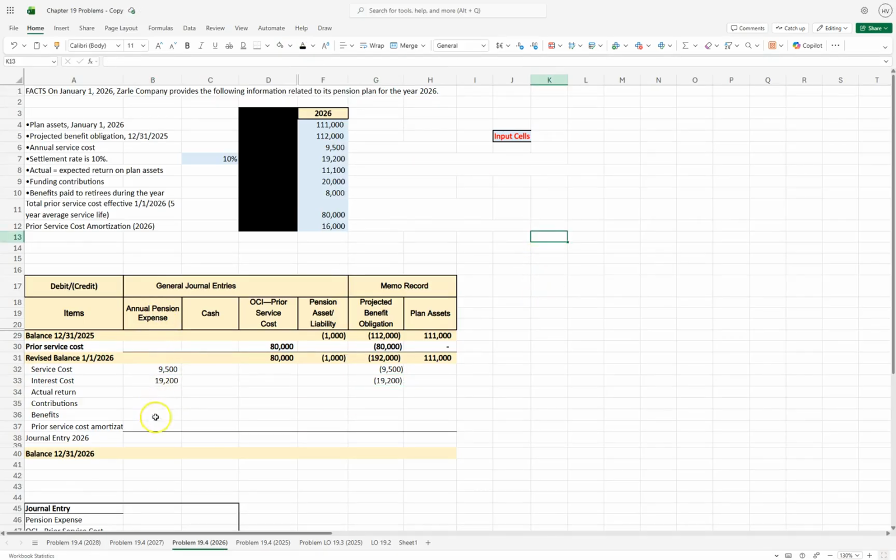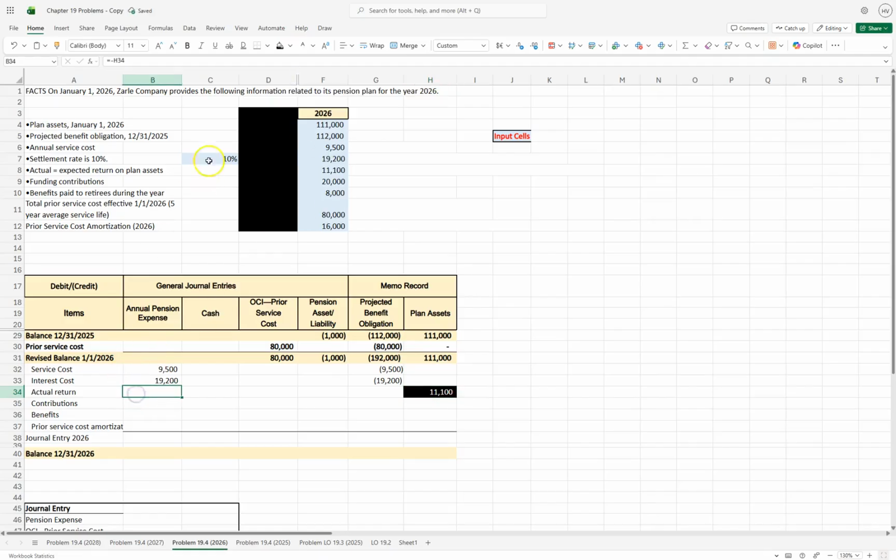Now notice all these are under the pension expense column because we're going to add them all up so we can sum up everything into one journal entry, and you'll see what I mean at the end. Next, we're told our actual is equal to our expected return on plan assets, 11,100. So if we have actual and expected, it's the same thing. So our plan assets have increased, right? That's what our actual return is, by 11,100.